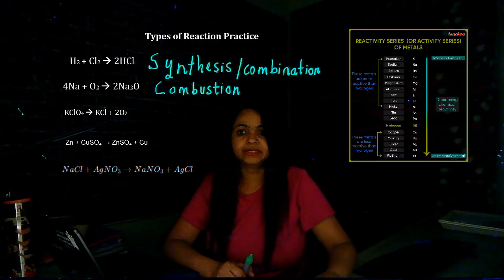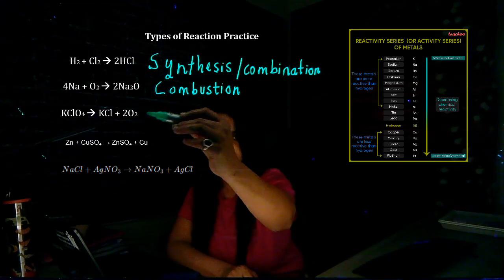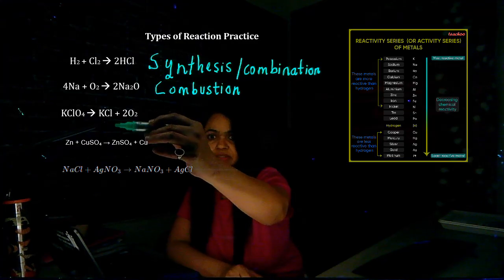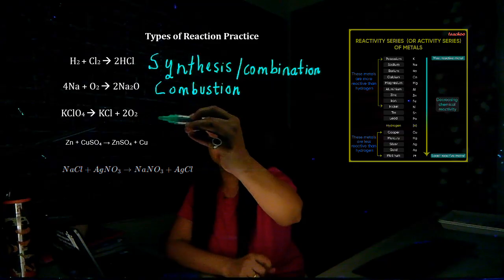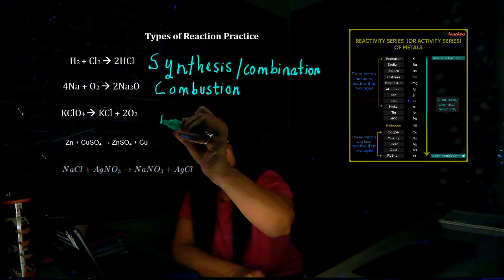Let's look at the third example. Here it is potassium. You can see it's potassium perchlorate. It breaks down into potassium chloride and oxygen. So one compound is broken down into two. There's a plus sign separating. It means there are two new products: oxygen is produced and potassium chloride is produced. So that's an example for decomposition.